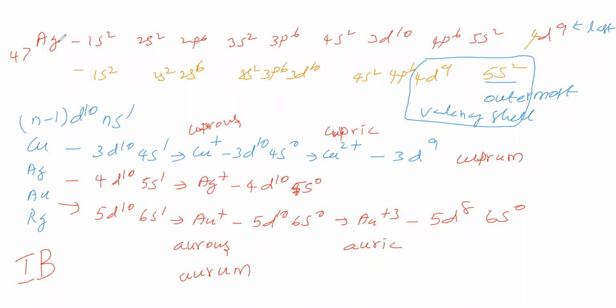Then for silver, the outermost shell principal quantum number is 5, therefore it comes under the fifth period. Okay, so the next element we will take is mercury. Mercury's atomic number is 80.